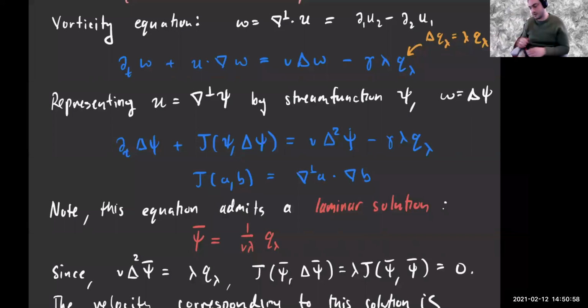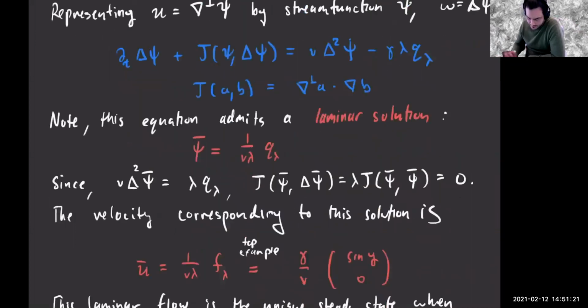But one important remark is that this stationary state exists for all values of viscosity and gamma. I mean, it's just always a solution. But as we'll see, this solution is sometimes stable and sometimes it can go unstable depending on the value of these parameters. Okay. Now the velocity of this solution is just the perpendicular gradient of this, which is what I called F lambda before. And explicitly in this example, the velocity is just this shear flow. So it's like sine y, like this. Okay.